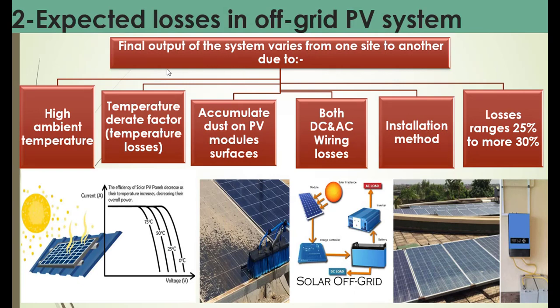The final output of power or energy of the system will vary from one site to another for many factors, many parameters. The temperature represents the most effective parameter. As the temperature rises, the solar cell temperature will also increase. So as we look at this graph that represents the relation between the current and voltage, these curves represent the effect of temperature.